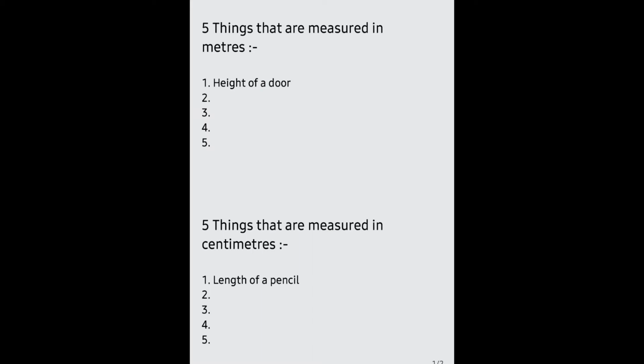For example, first, height of a door. And you have to list up to 5 things. And then below that, you have to write 5 things that are measured in centimeters. For example, first, length of a pencil. Like that, again you have to list up to 5 things.